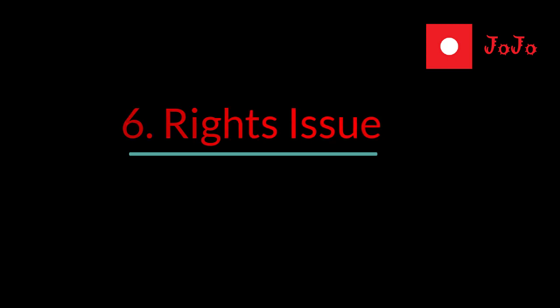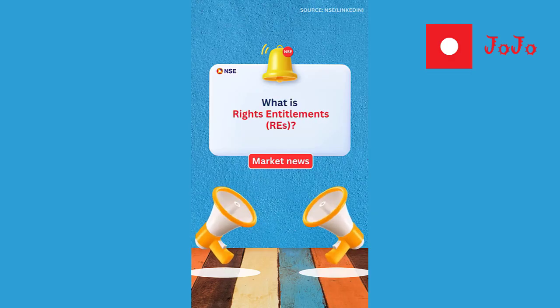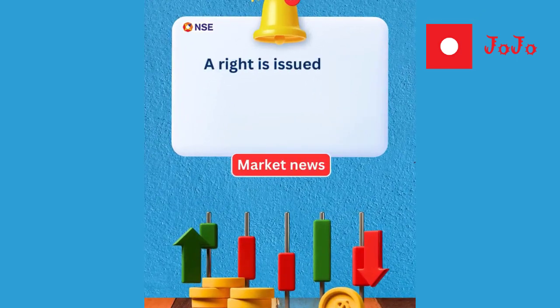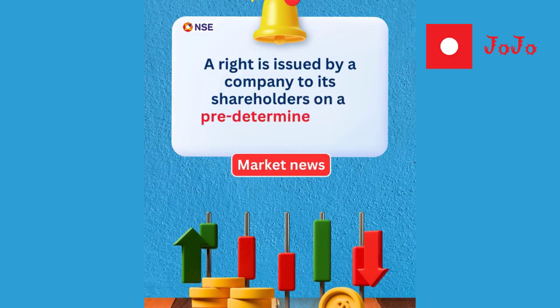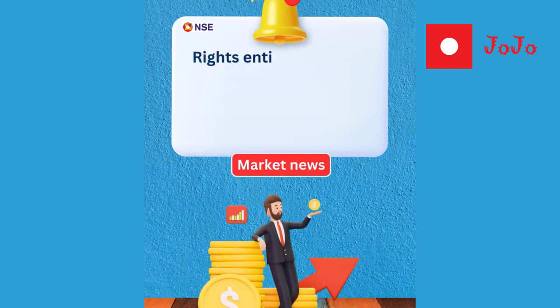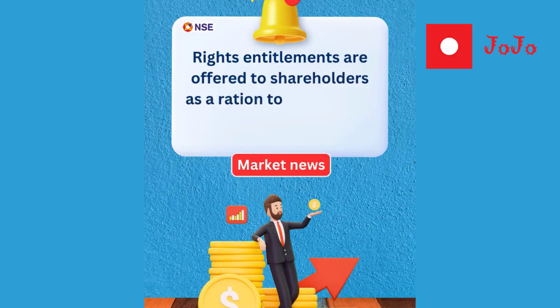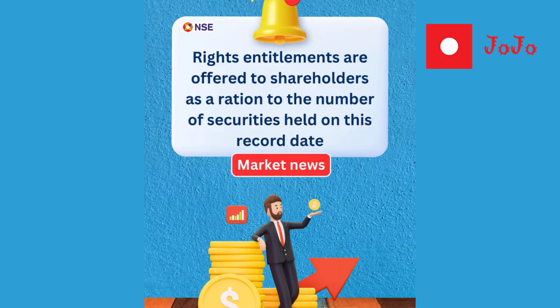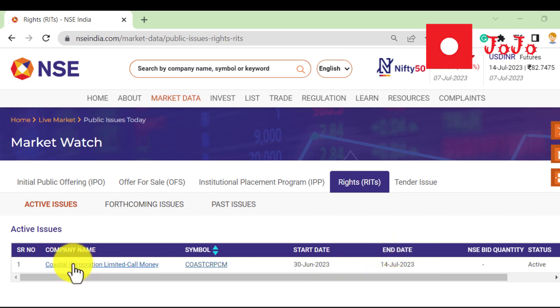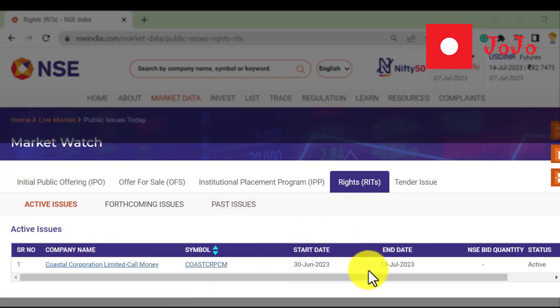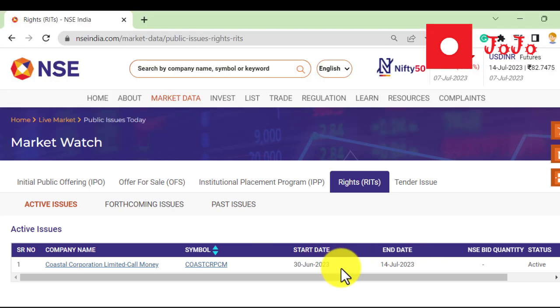Six. Rights issue. A rights issue is when a company gives its existing shareholders the option to buy additional shares at a discounted price. Shareholders can choose to participate by buying discounted shares or letting their rights expire if they don't want to invest more. You can find all the active rights issue in the NSE website.